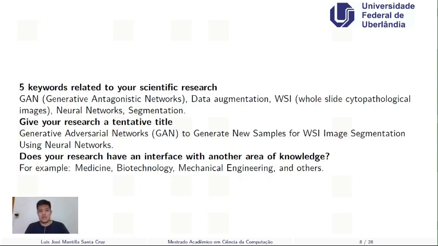Keywords related to the scientific research. The first one I chose is GANs, generative adversarial networks. The second one is data augmentation. The third one is big data, whole slide images. The fourth one is neural networks, and the fifth one is segmentation. If you give your research a tentative title: I keep this title for my research. Generative adversarial networks, GANs, to generate new samples for WSI image segmentation using neural networks.